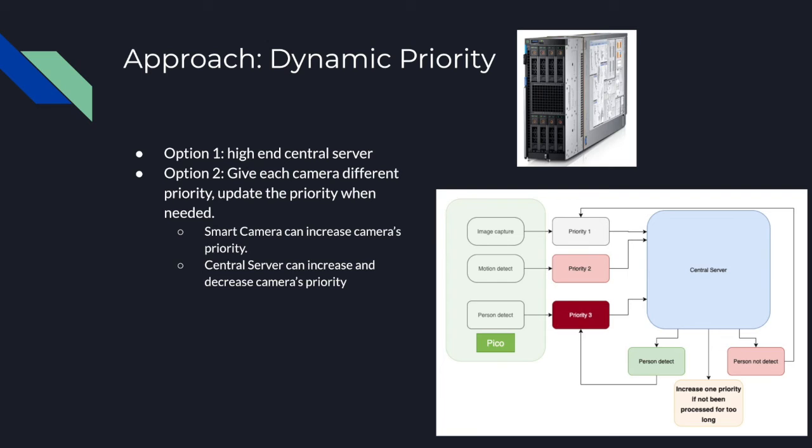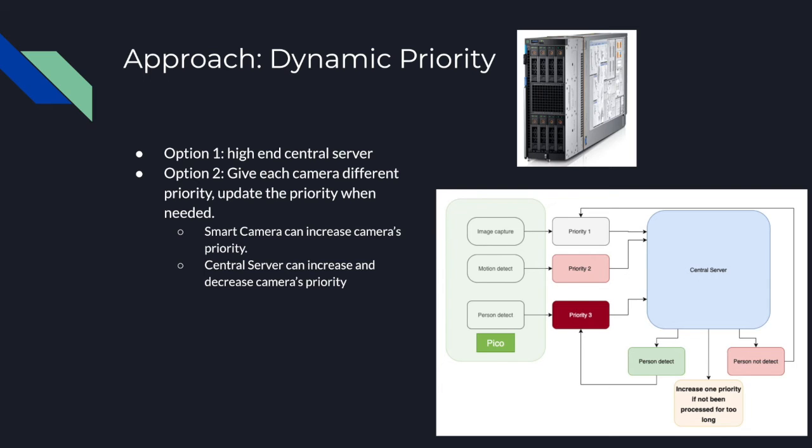To address this problem, I developed a dynamic priority system. The priority system is inspired by FreeRTOS's priority task scheduler. The central server will first process images for the cameras with high priority. Below, I introduce how the camera's priority is classified and decided.